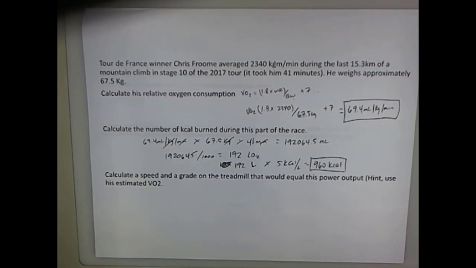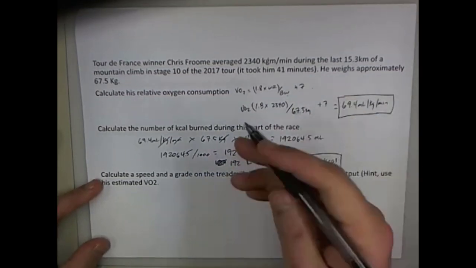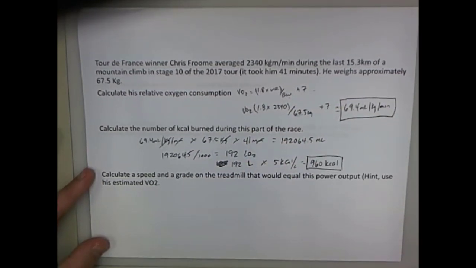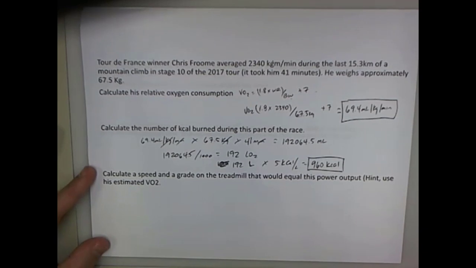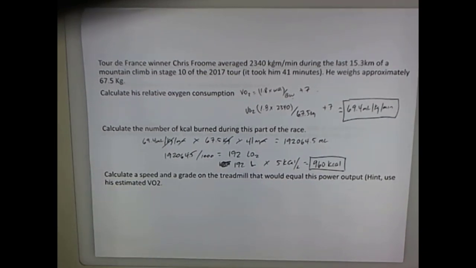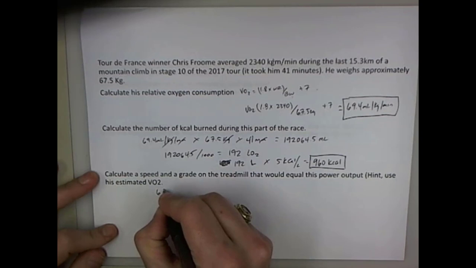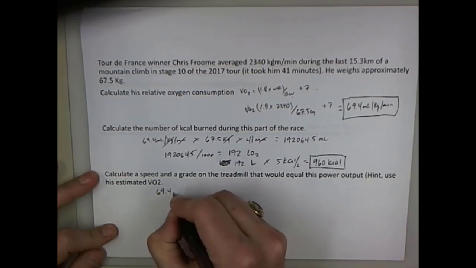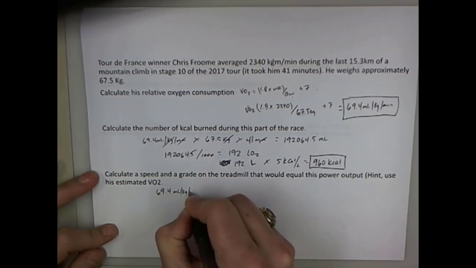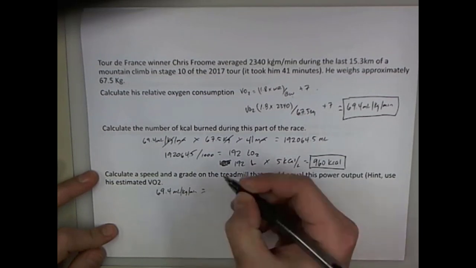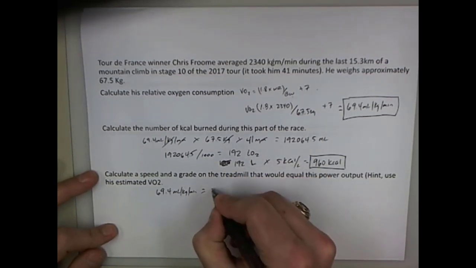Last but not least, calculate a speed and grade on the treadmill that would equate this power output. Hint: use estimated VO2. So again, just as in our previous example with Kipchoge in the running, the thing that can link the bike and the treadmill is VO2. So we know his oxygen consumption is going to be 69.4 mils per kg per minute. Obviously, this is a high VO2, so we're going to need to use the running equation.